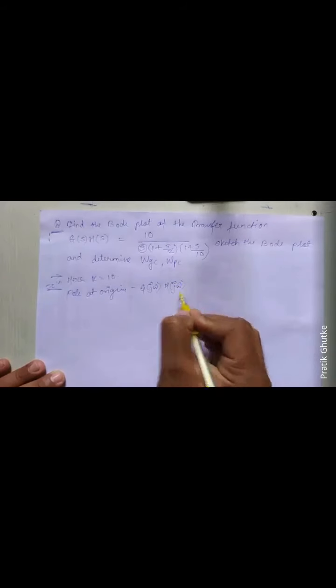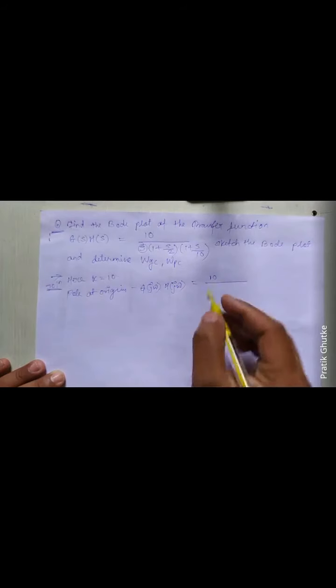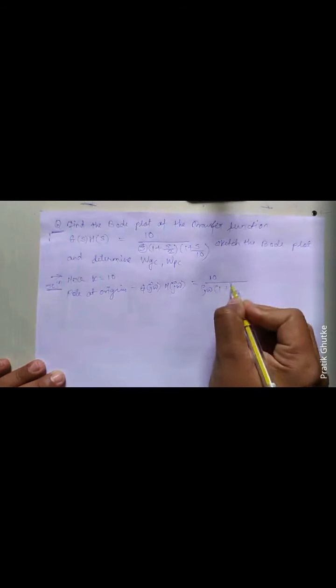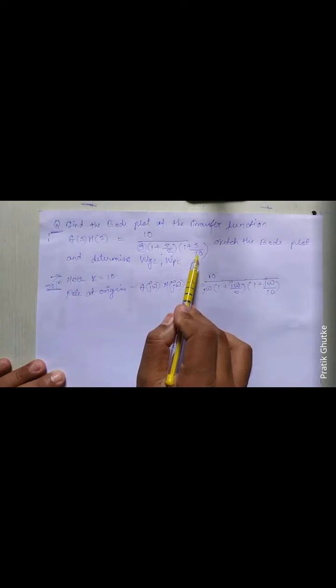Now replace s with j omega. In s domain, what I am doing, that G(j omega)H(j omega). Where there is s, replace this s with j omega. So 10 divided by j omega, 1 plus j omega by 2, and then 1 plus j omega by 10. So I am having one pole at origin, then first order pole, and then again next first order pole. So in this numerical, we are having 3 poles.